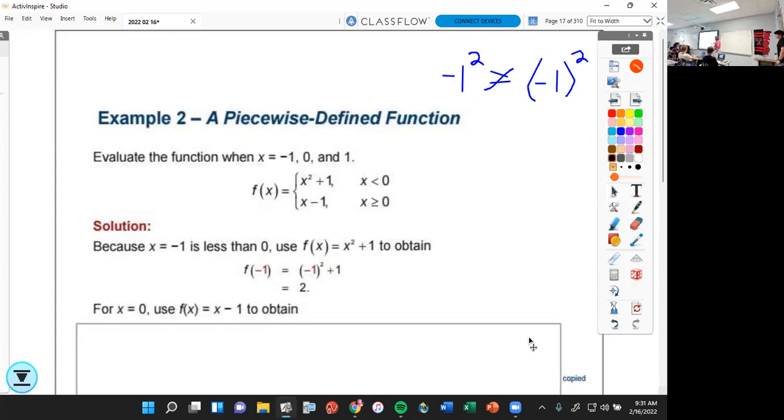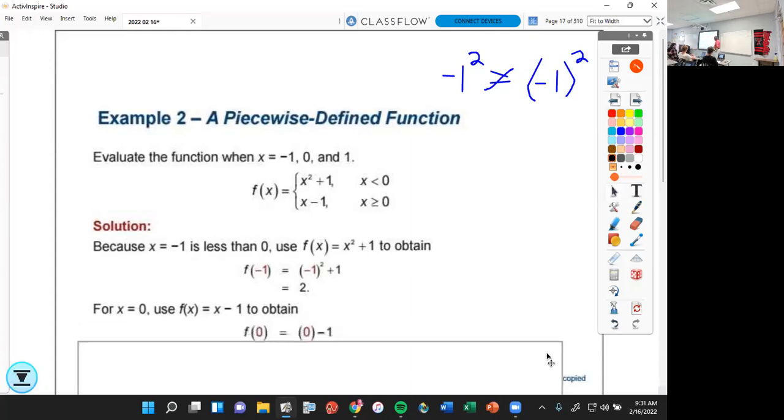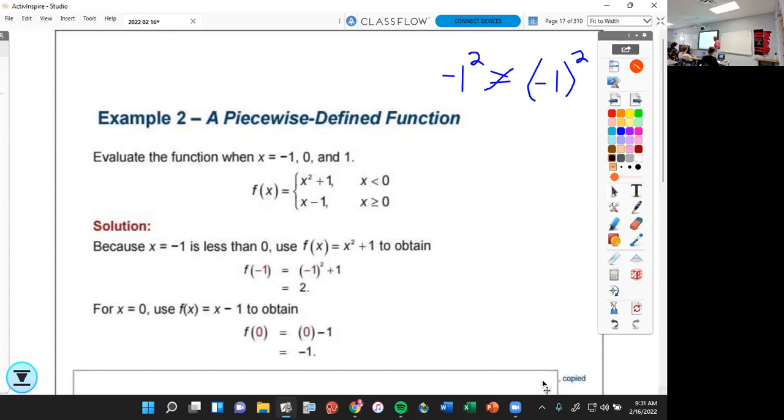For 0, 0 is not less than 0, so I will not use the top function. 0 is equal to 0, so to plug 0 in, I would plug into this one. Plugging 0 in, I get... And which function would you plug 1 into? The last one. And you get 0.